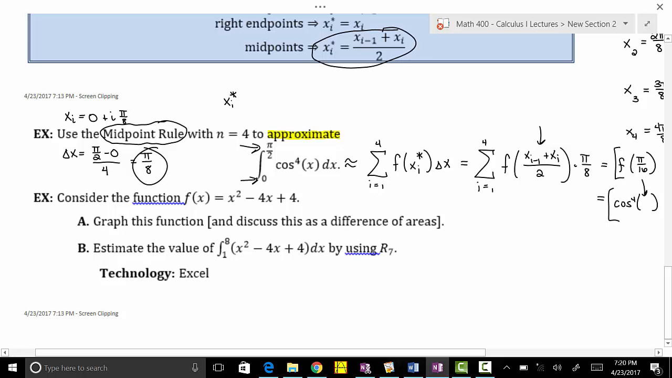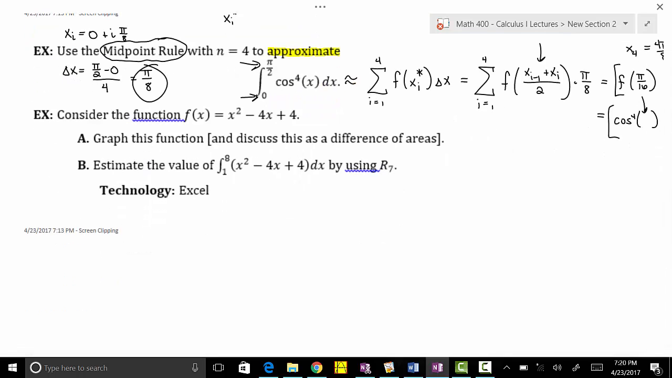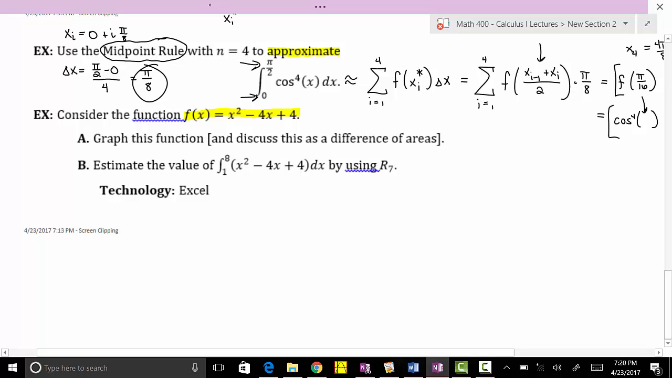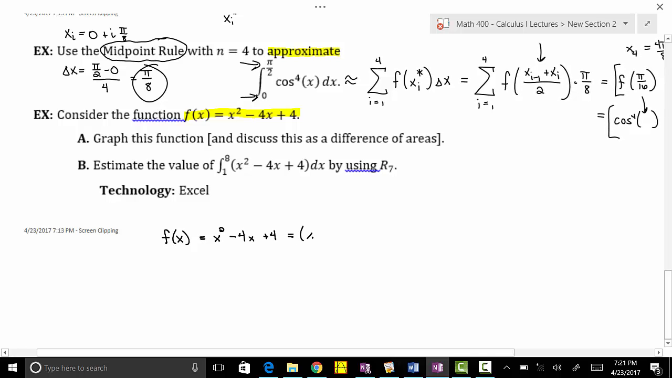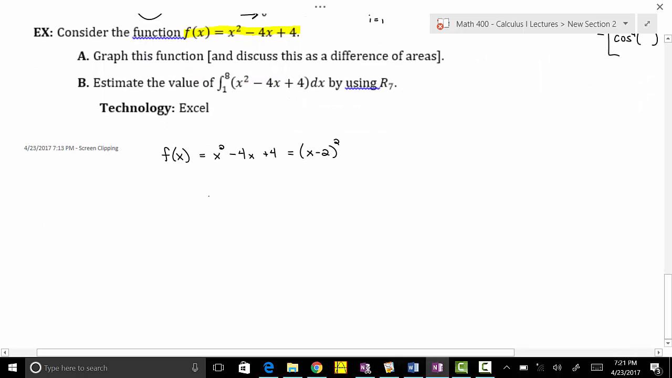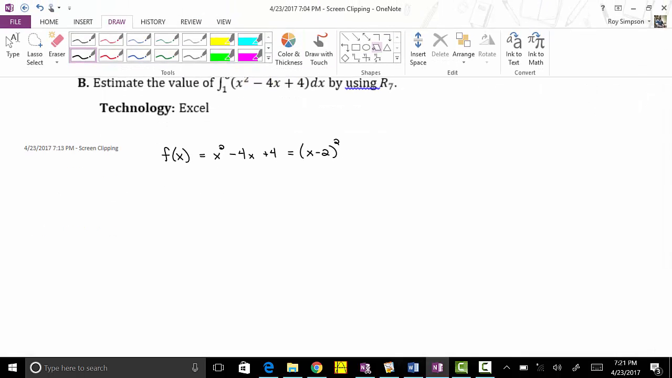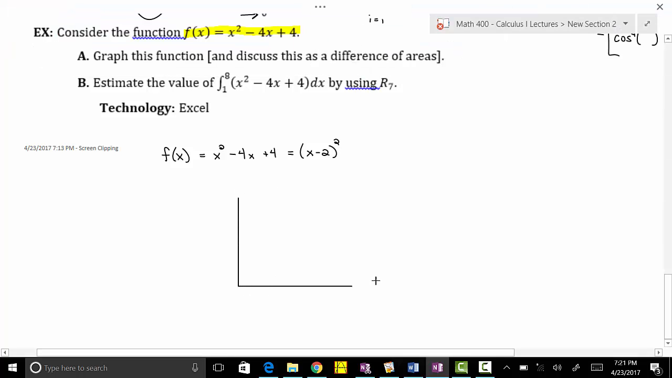Now we're going to go back into the next example, which says, consider the function f of x equals, it's a parabola, right? f of x equals x squared minus 4x plus 4. Graph this function. Well, okay, that's actually not too terrible. If I look at f of x equals x squared minus 4x plus 4, it's the same thing as saying I'm looking at x minus 2 quantity squared, right? So that's just a parabola shifted to the right 2 units. I go ahead and cheat a little bit and throw down an axis, shift my parabola 2 units, and it looks something like this.